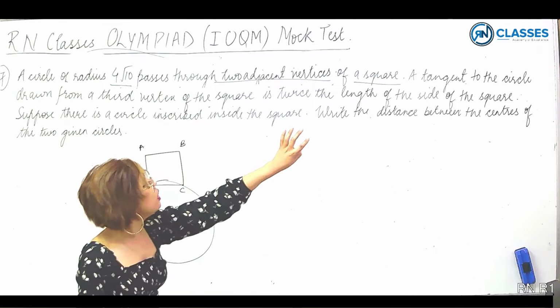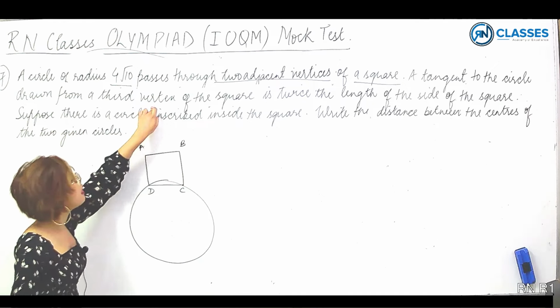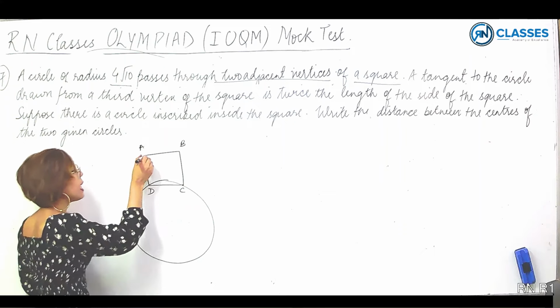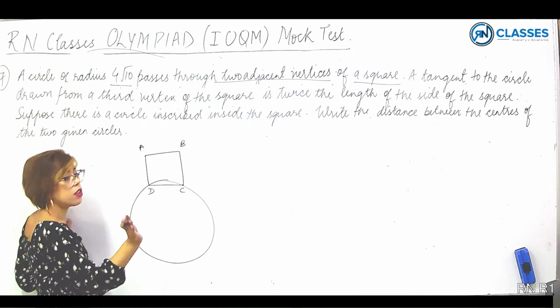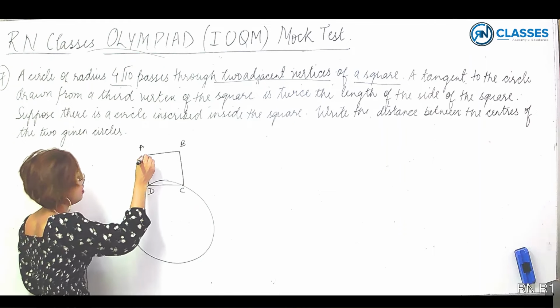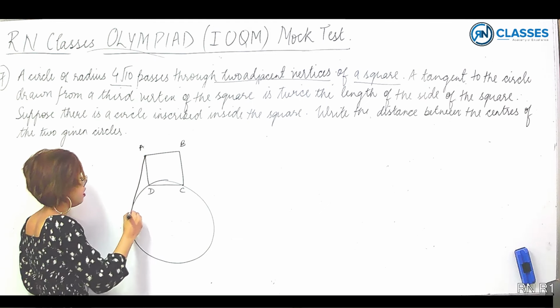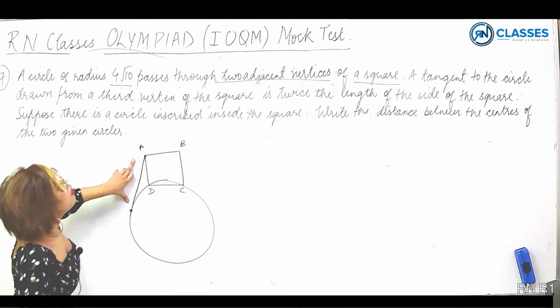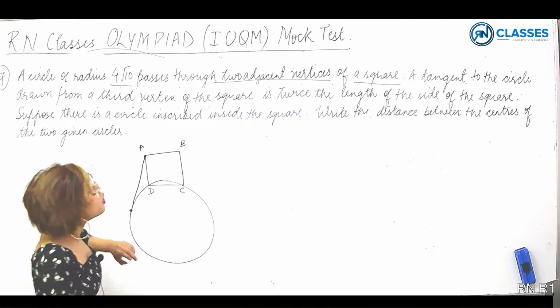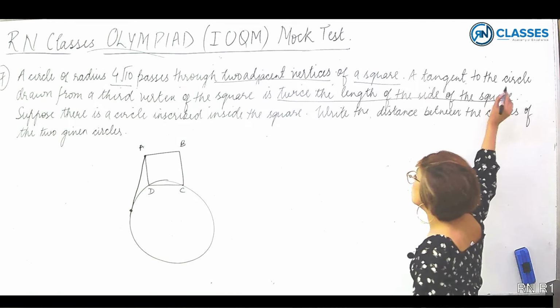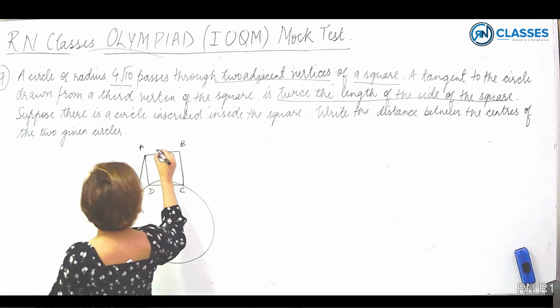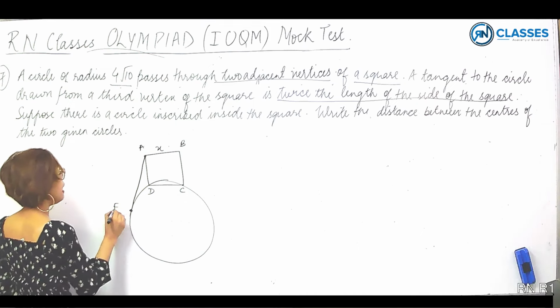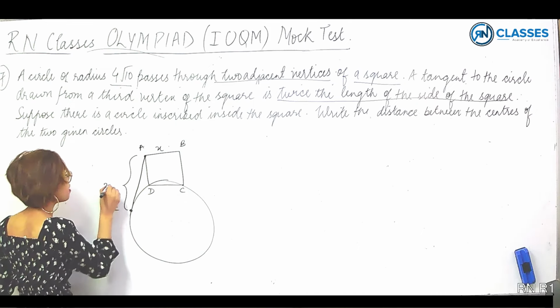He says a tangent to the circle is drawn from a third vertex of the square. Now, for the third vertex, either I can take this or this. Doesn't matter. The rest of the tangent would remain the same. So this is the one. Cool. Now, the length of the tangent is twice the length of the side of the square. So if the side of the square is x, the length of the tangent turns out to be 2x.